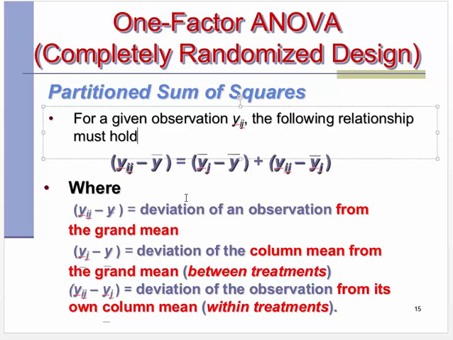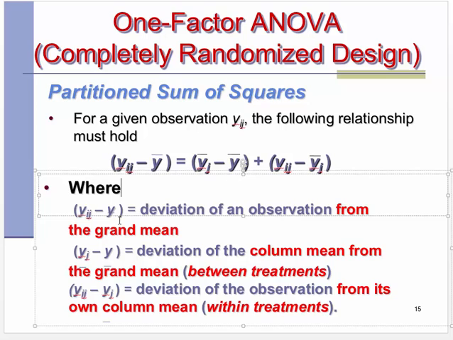Right? But why do we partition the sum of squares? We do that because of this yij minus y bar. Excuse me, there's something wrong with this slide. This should be y bar here on top. Okay. This is actually the deviation of an observation from its grand mean. This is the individual observation, and the y bar, the bar on top, is the grand mean.